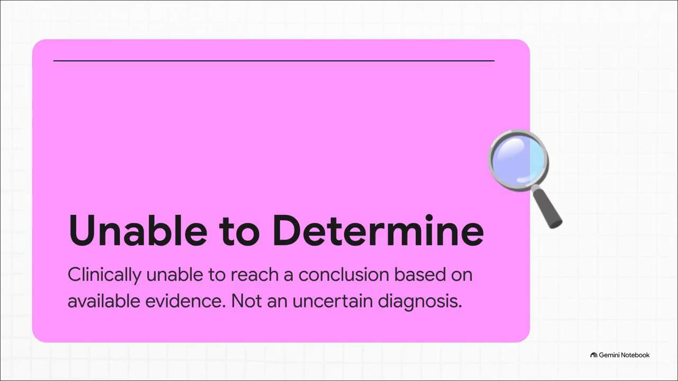Now, for POA and just no queries, including the unable to determine option is mandatory, and this is a big one. It represents true clinical uncertainty right at the time of the encounter, meaning they just don't have the evidence to make a call yet. And please remember, this is totally different from an uncertain diagnosis, like possible or unable to rule out. Unable to determine literally means they cannot give you an answer right now.